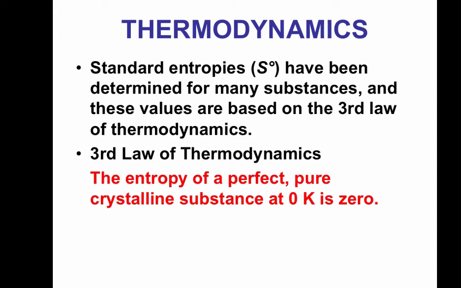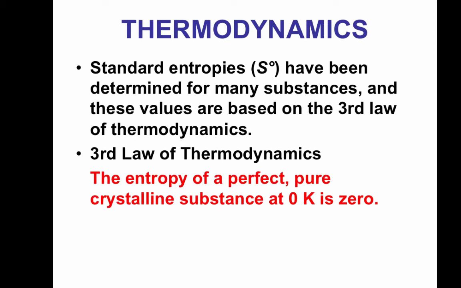So we've already looked at the first law and the second law. The third law of thermodynamics says that the entropy of a pure crystalline substance at 0 Kelvin is 0. So I want you to think about how this happens. Entropy is a measure of disorder. So disorder is based on randomness.